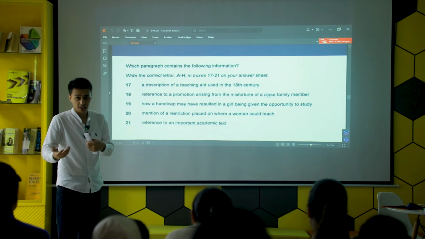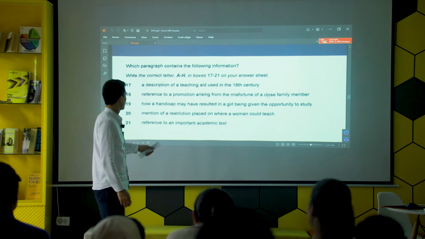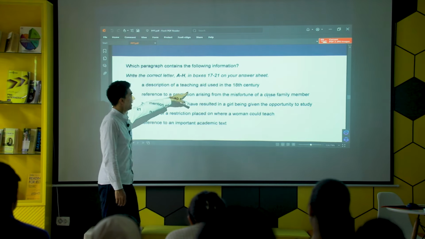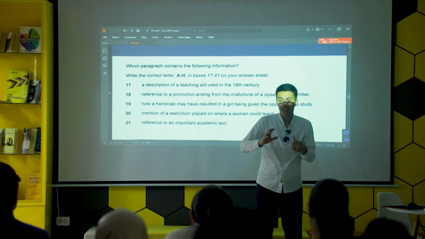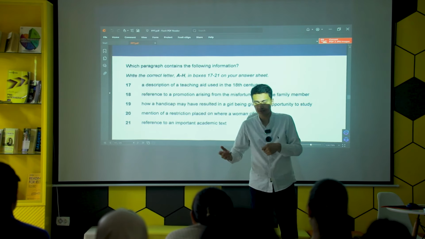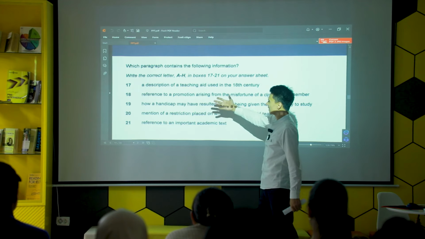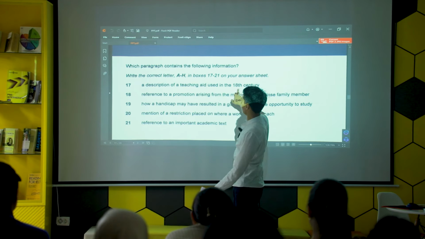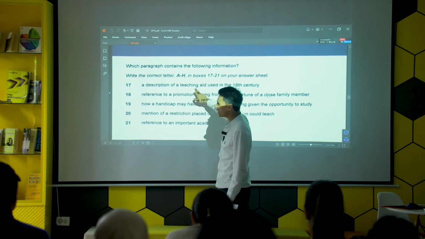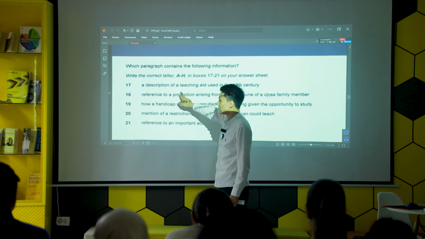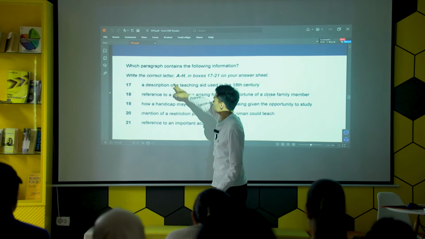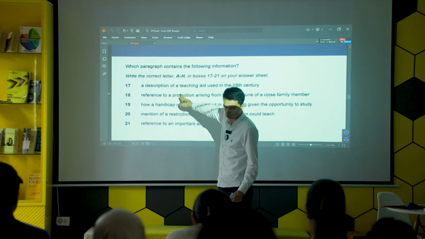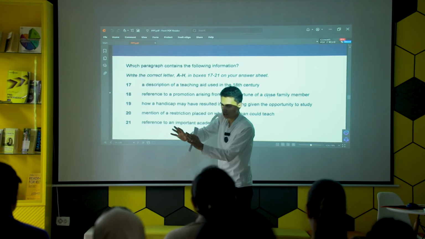Helps you teach. Right? Exactly. So, description of a teaching aid used in the 18th century. So, this teaching aid, aid means help, right? So, there was something in the 18th century that was used to teach students. So, a teaching aid. Clear? But by the way, it's in singular, so be careful. It's not plural. One. There's only one teaching aid.